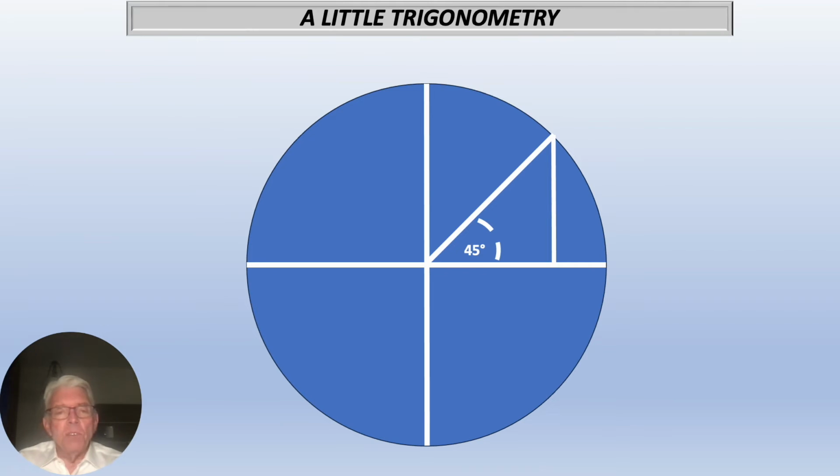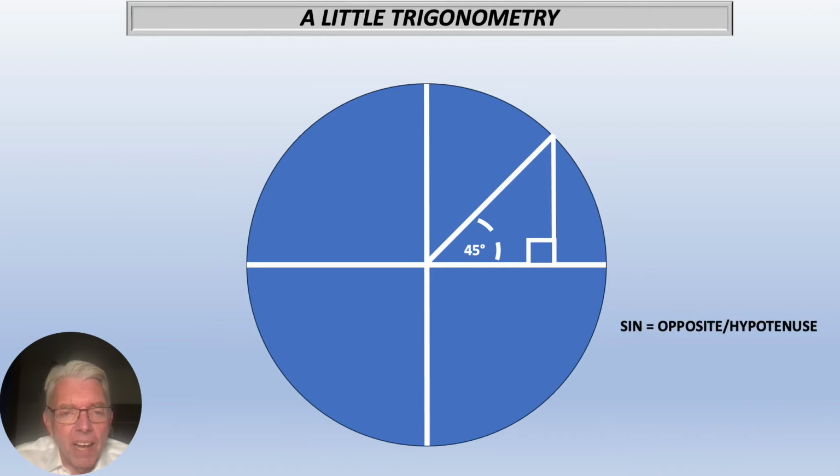Now, if you take that same unit circle and you draw a line at a 45-degree angle to the horizontal line there, and then bring that straight back down to that horizontal line, then you have a 45-degree angle in this case, and this is what we call a right triangle, where we have a 90-degree angle between the vertical line and the horizontal line.